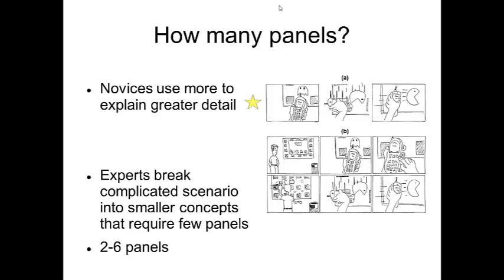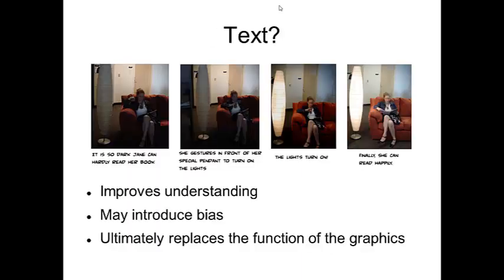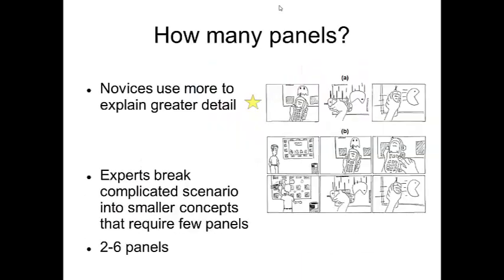In general, B relates to novices. Novices in general used more panels and put far more detail into their drawings than the experts did. So that kind of confirms the idea, the previous one, that less is more. Experts tend to draw simple diagrams with not much complexity, whereas novices drew far more detail. They thought more information was required for the reader to understand the scenario than they actually required.